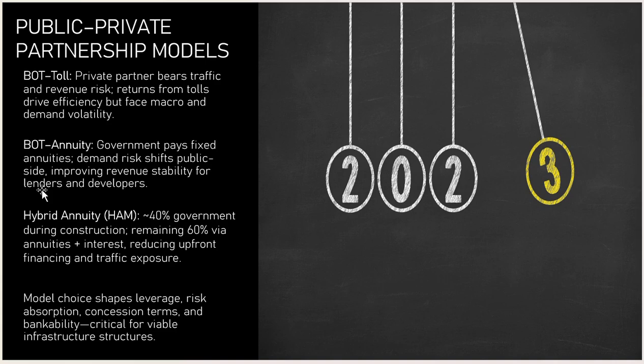volatility. Each PPP model influences the project leverage, risk absorption, construction length, and lender comfort. Making model selection a crucial component in structuring viable infrastructure projects. So these are the important things in the PPP model.